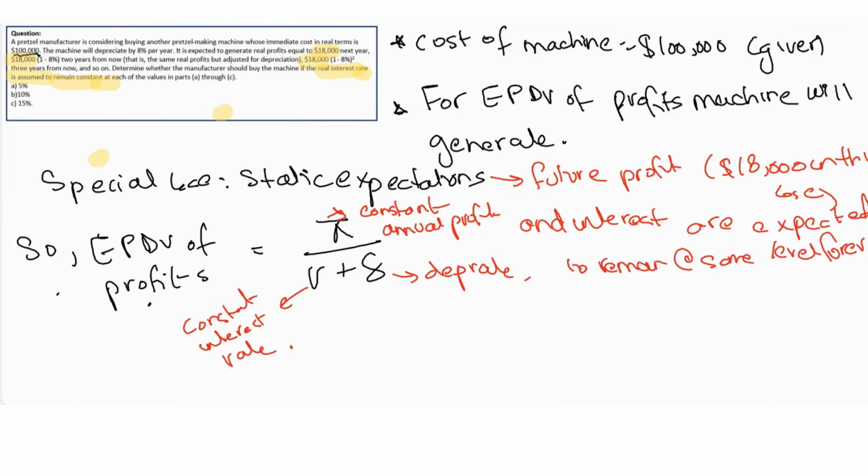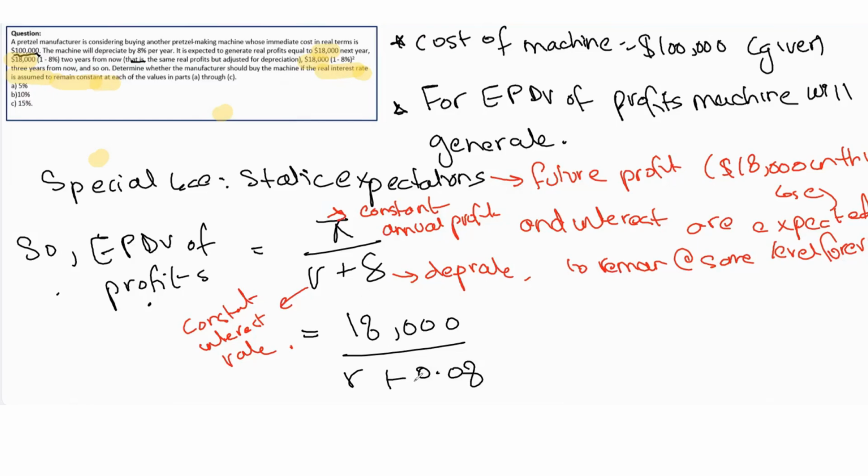Right, in this case, this is the formula that is derived in the text for the case of static expectations. So this is 18,000. Here, I'm not plugging in the value of R because you want to do this question for three values of R. So let's just find it generically. And delta, the depreciation rate, is 8%. The machine will depreciate by 8% per year.